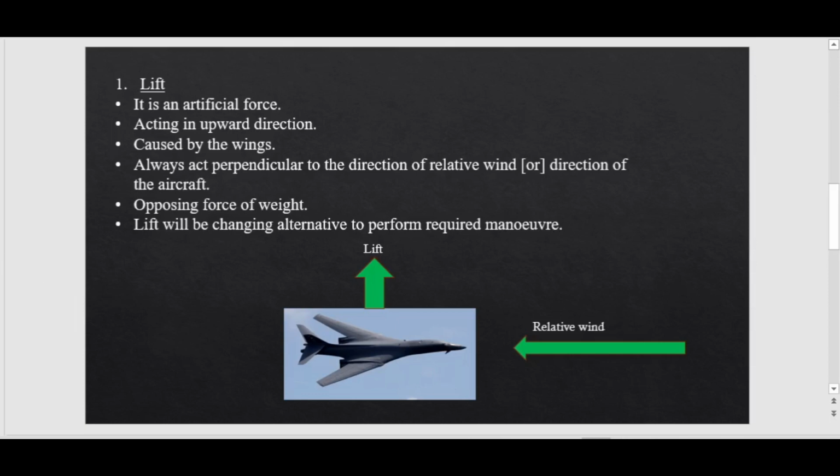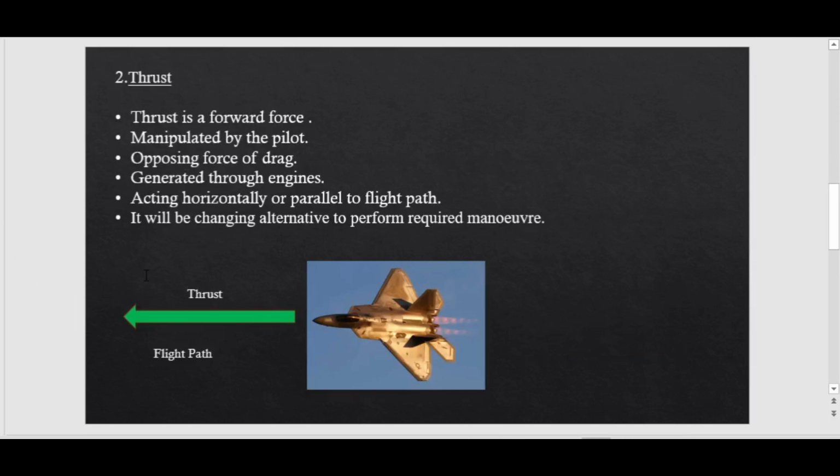The next one is thrust. It's a forward force which is mostly generated by the engines. This force changes the aircraft state, that is from rest to motion. Mostly this force is controlled by the pilot. You can say it's the opposing force of drag. It always acts horizontally and parallel to the flight path. Even this force can be changed based on the required maneuver.